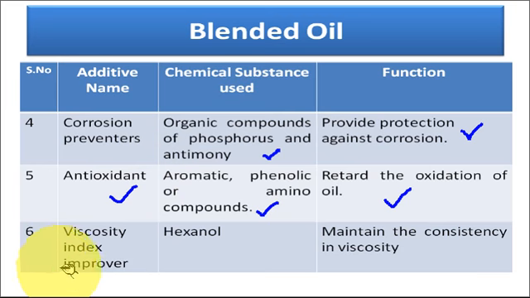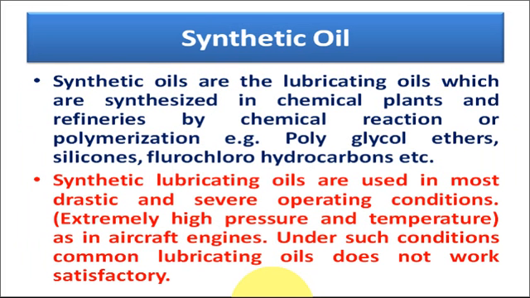Next additive is the viscosity index improver. Hexanol is used as the viscosity index improver additive. The role of this is to maintain consistency in viscosity. That means if the working temperature of the machinery is varying, sometimes it may go up and sometimes the temperature goes down. So the role of hexanol here is that it maintains the consistency in viscosity at varying temperature. So those were the blended oils and their additives.